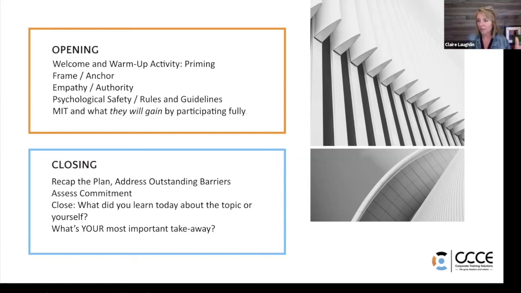Closing is the same kind of pattern. It's kind of the opposite. You're going to recap. You're going to address outstanding barriers. I like to assess people's commitment. Like, what are you really going to do? What are you going to put into action next? And then some kind of closing reflection, like, what did you learn today about the topic or yourself? And what's your most important takeaway? So I know what my MIT was. I know how I wanted to design the class, but what are you taking away? That's really important.